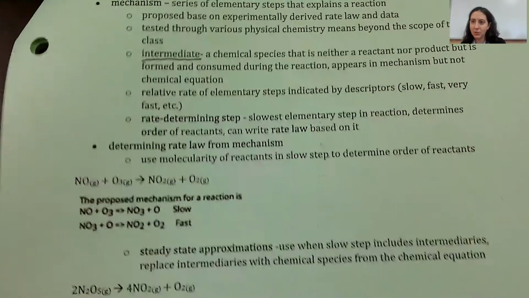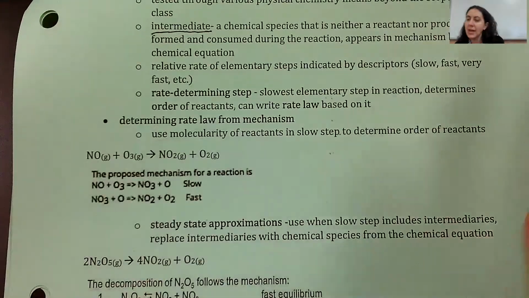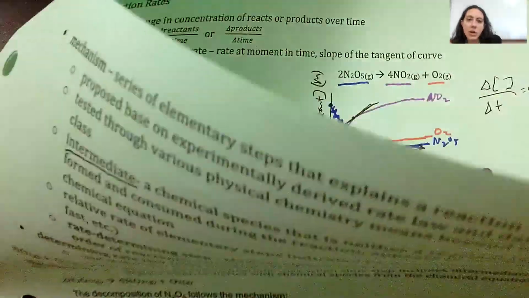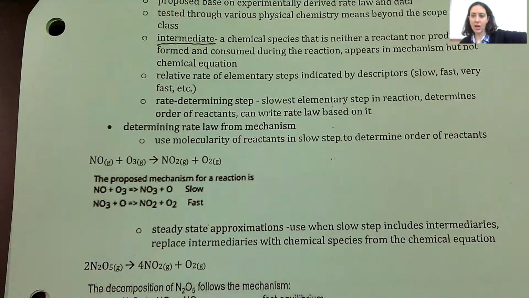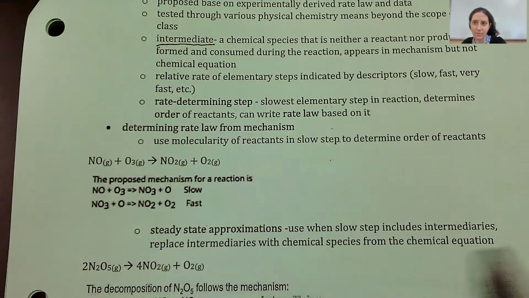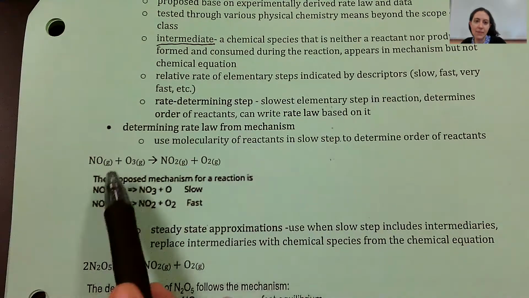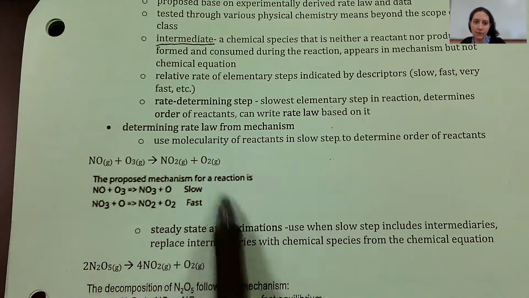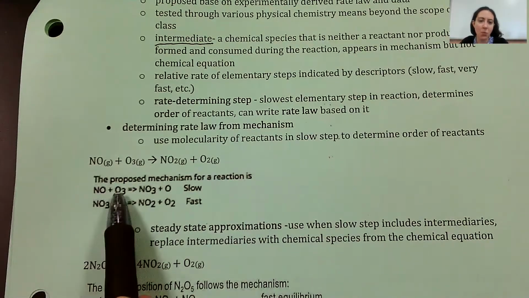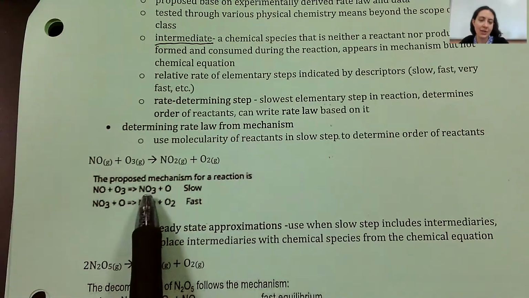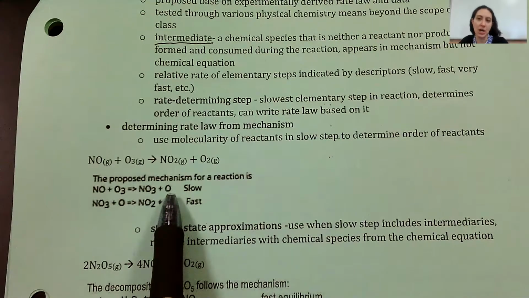So this is a chemical reaction that someone might be studying. Nitrogen monoxide and ozone yield nitrogen dioxide and diatomic oxygen, it's all gases. So here's the mechanism. What they are suggesting is that this is the summary of the mechanism and that the mechanism is two steps. The first one is one nitrogen monoxide collides with one ozone to create nitrogen trioxide and a single molecular oxygen.